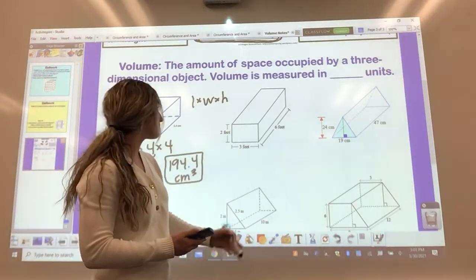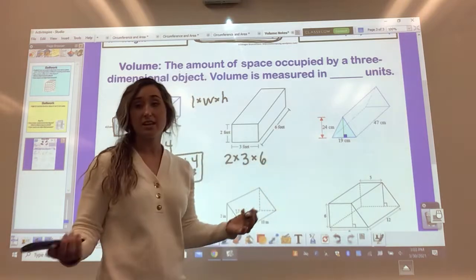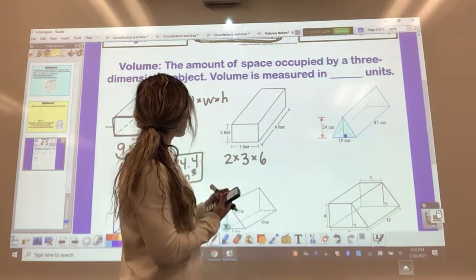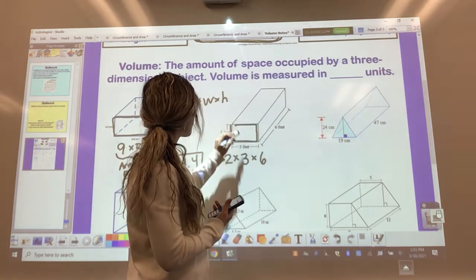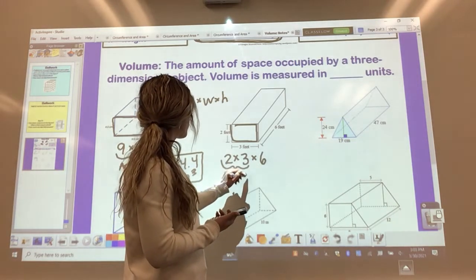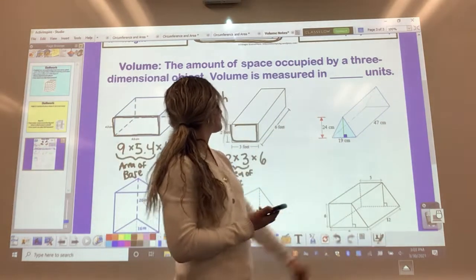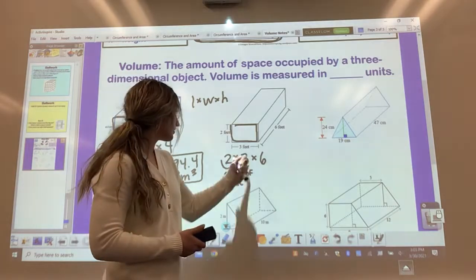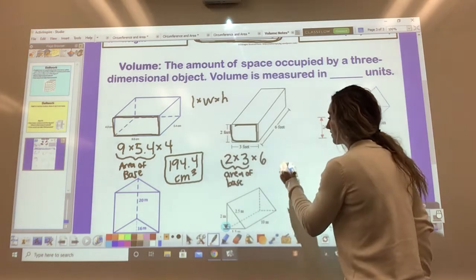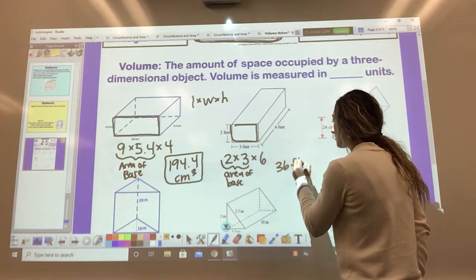So here you can just do 2 times 3 times 6, or really in any order. But the reason being would be, if we're using this side as the base, then 2 times 3, which is 6, would give us the area of the base. And then 6 feet would be the height that that base was extended. So that's why we would multiply that by 6. And 2 times 3 times 6 would give us a volume of 36 cubic feet.